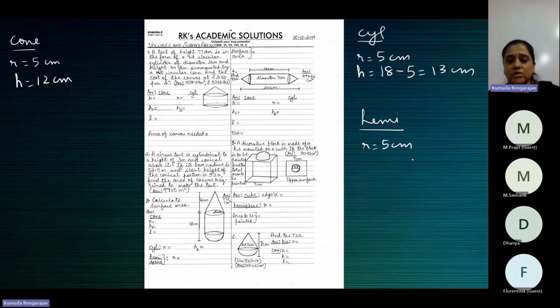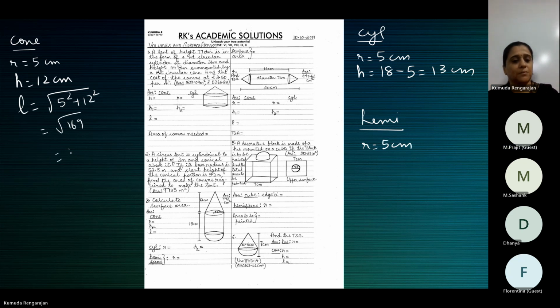And then for the hemisphere formula, we have only the R value. So for the hemisphere, R is enough, because in all the formulas for the hemisphere, we only substitute R. For the cylinder, radius and height we have. For the cone, if it is area, you need to find the slant height. That is root of h square plus r square, root of 5 square plus 12 square. So this is easy. 25 plus 144, 169, which is 13.